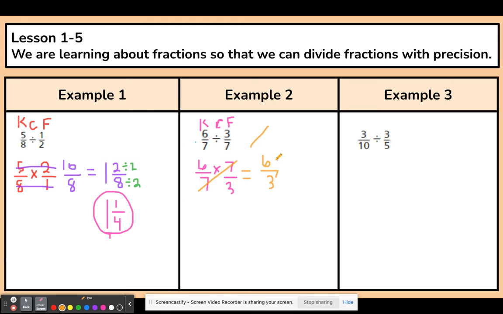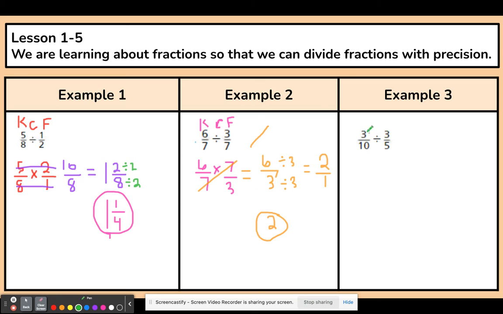6 over 3, there's a couple ways to simplify this, but I know 3 goes into both of them. So I'm going to divide them both by 3, and I am going to get a 2 on top and a 1 on bottom. So this answer is 2 wholes. You would have gotten the same answer if you had multiplied straight across. You would have just had a lot more simplifying to do at the end.